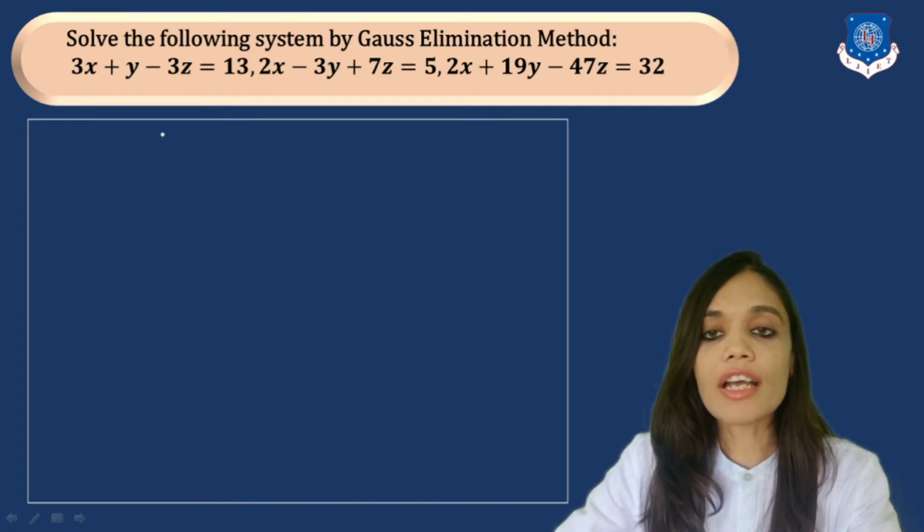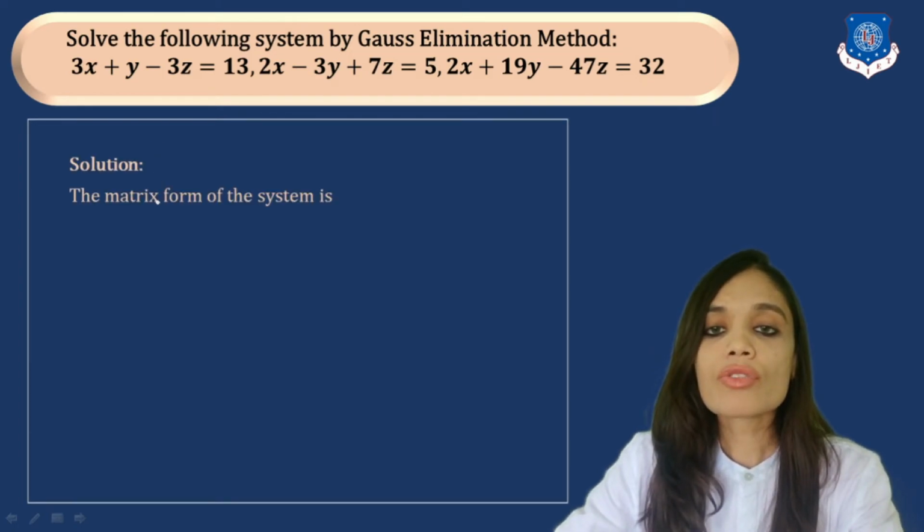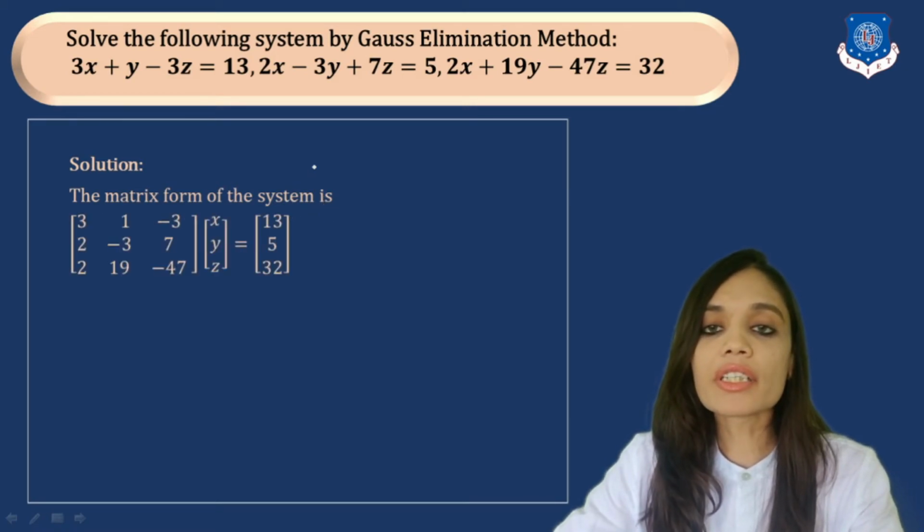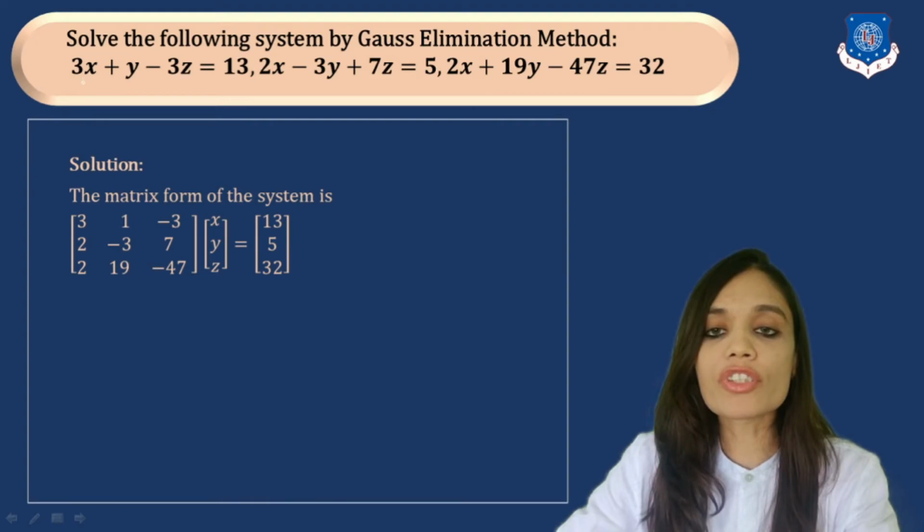Okay, so let us start with the solution. Here the matrix form of the following system can be written as, write down the coefficients first. The coefficients are 3, 1, minus 3, next are 2, minus 3, 7, and the last coefficients are 2, 19 and minus 47. Now the variables are x, y and z. And now write down the constants, and they are 13, 5 and 32.